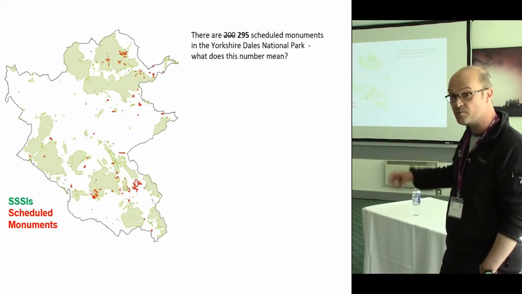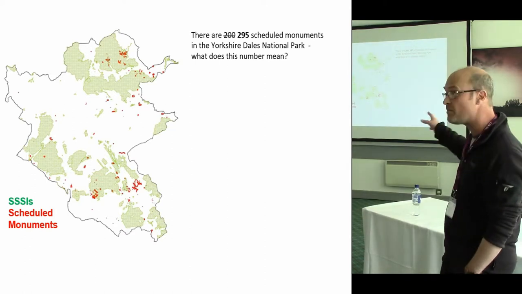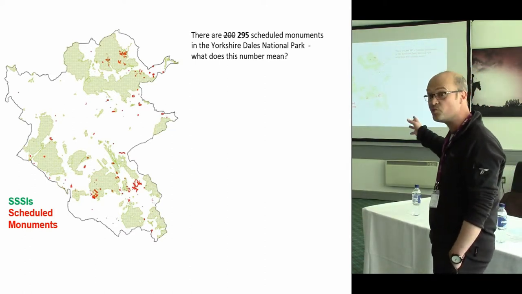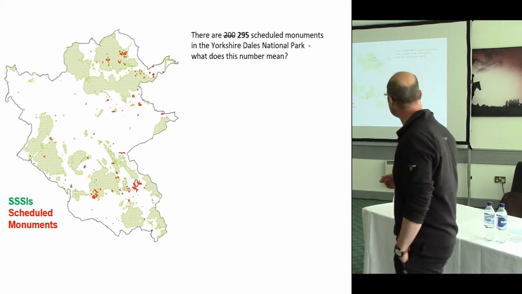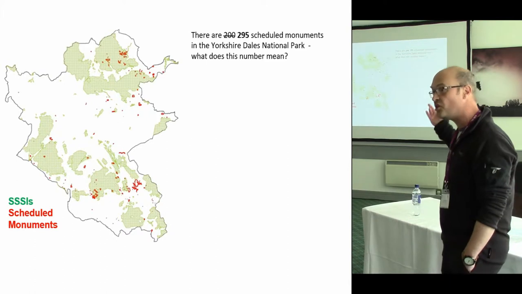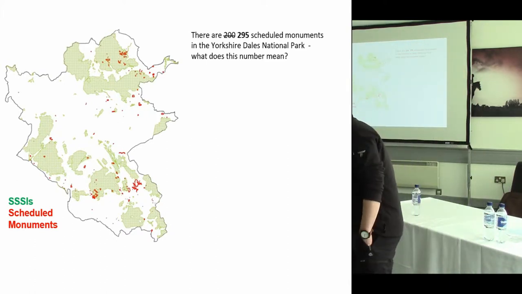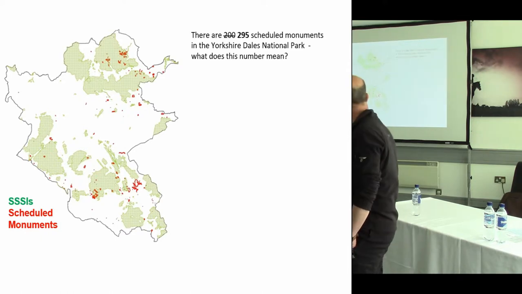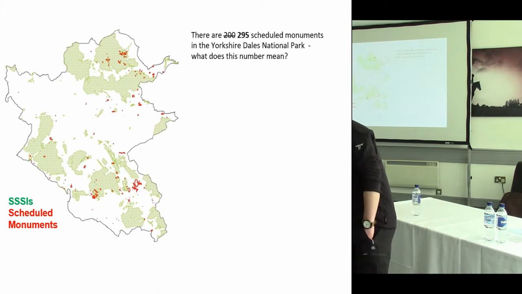versus the resources available for, for example, the natural environment. So this is just a map that shows distribution of scheduled monuments against triple SIs, and admittedly, it's against the old national park. So there are actually now 295 scheduled monuments in the Yorkshire Dales, as opposed to 200 a couple of years back. And that makes a real difference to what we can achieve on some of those sites.